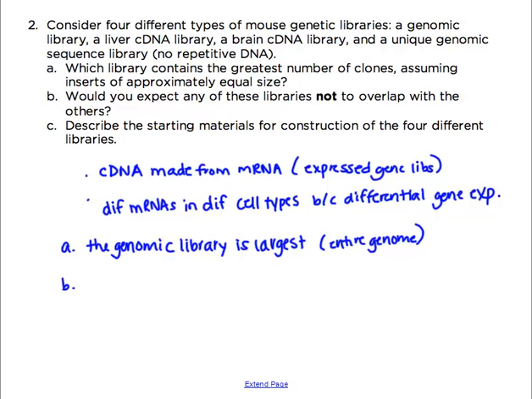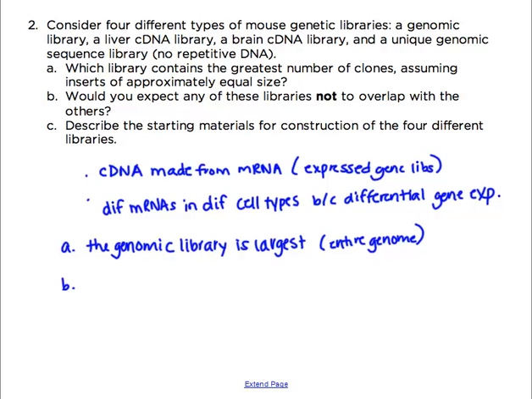Okay? Part B says, would you expect any of these libraries not to overlap with the others? Well, even though cell types may be expressing vastly different proteins and genes and making different enzymes, all the cells need to express the same cell maintenance and regulatory proteins. So if you think about it, all cells in a body are going to have to do metabolism and go through glycolysis, so they'll have to be making the enzymes that help glycolysis happen and other cell maintenance functions like that.